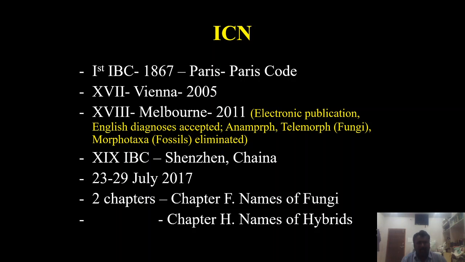So far, 19 International Botanical Congresses have been conducted. The last, from 23rd to 29th July 2017, the 19th International Botanical Congress, was held at Shenzhen, China. Hence, the present code is called the Shenzhen Code. In this code, they added two more chapters, namely Chapter F, names of fungi, and Chapter H, names of hybrids.